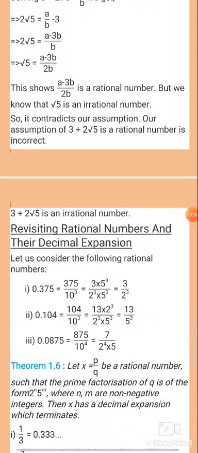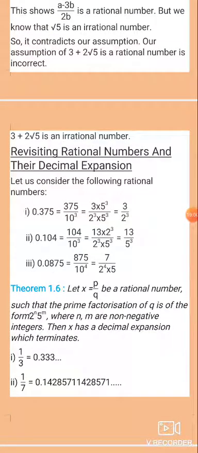Now the conditions, listen carefully. Let x is equal to p by q be a rational number such that the prime factorization of q is of the form 2 raised to n and 5 raised to m, where n and m are non-negative integers. Then x has a decimal expansion which terminates. For example 0.375, the decimal expansion terminates. Same as 0.104, 0.00875.